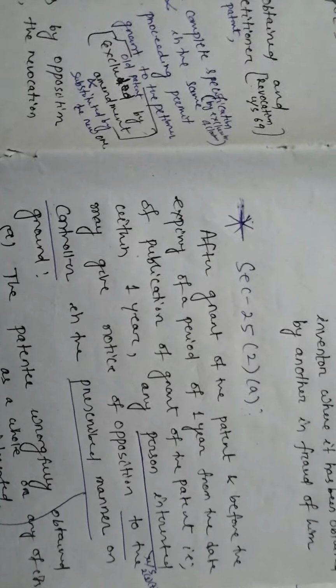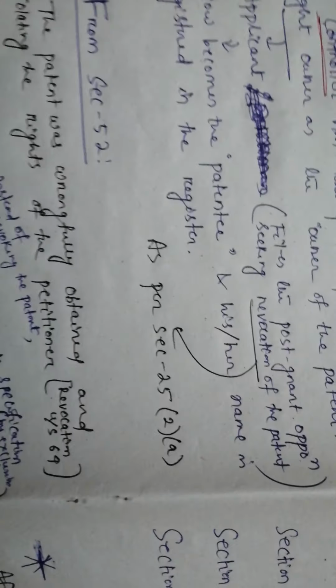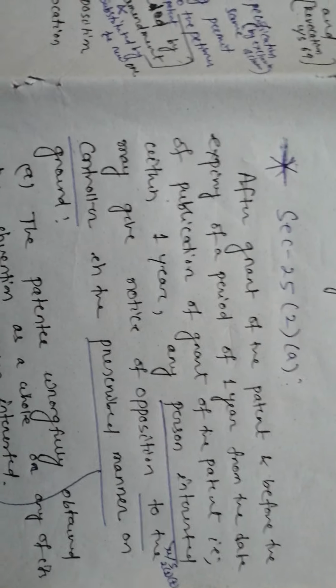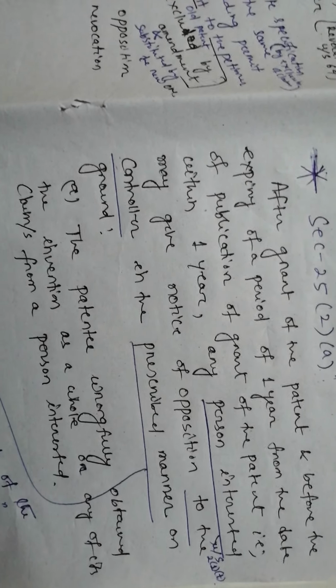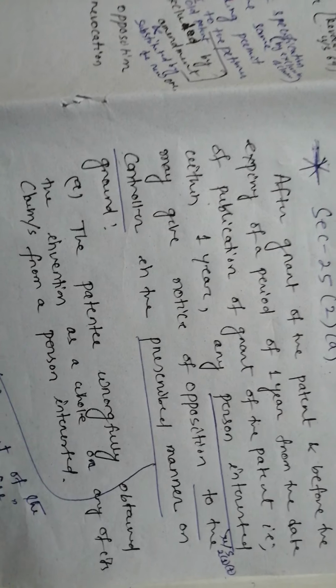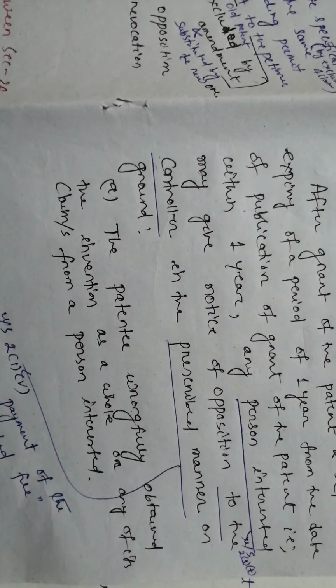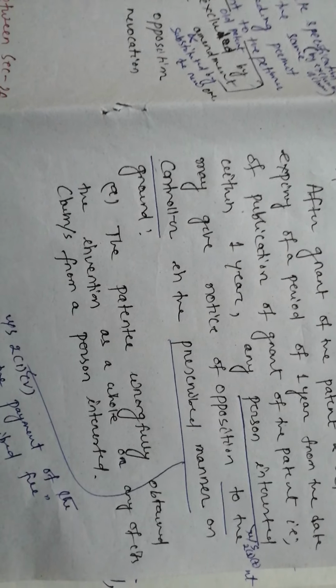I will go to section 25(2)(a), because this section 26 is dependent, or the revocation is done as per section 25(2)(a). So I will go to section 25(2)(a). After grant of the patent and before the expiry of a period of 1 year from the date of publication of grant of the patent, that is within 1 year, any person interested may give notice of opposition to the controller in the prescribed manner on the ground. The ground is, the patentee wrongfully obtained the invention as a whole or any of its claim or claims from a person interested.